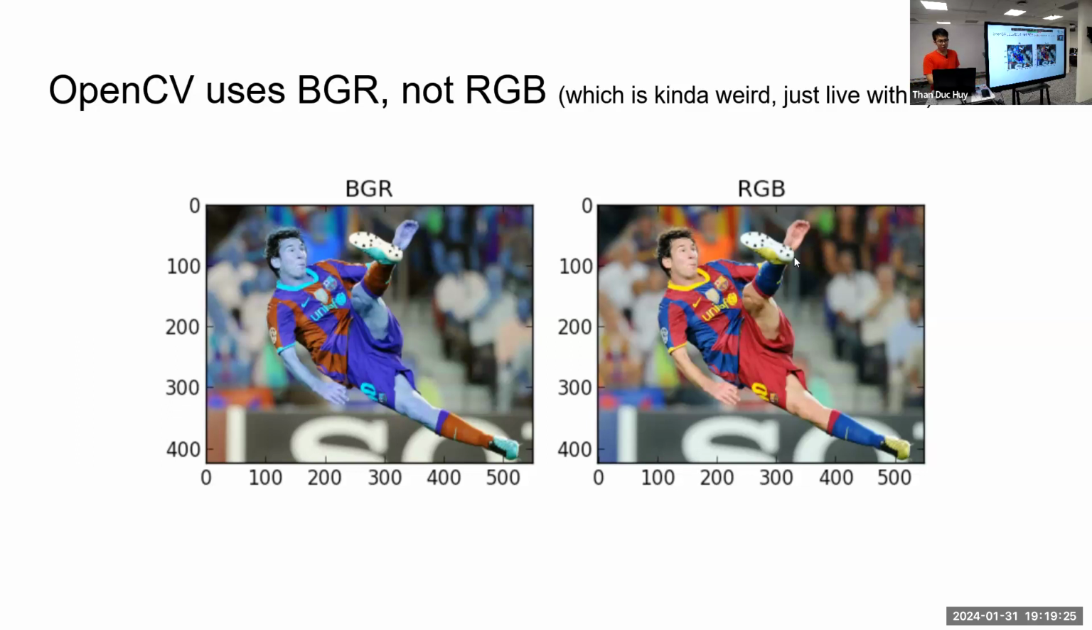However, one thing to note is that some things, for example human skin, are naturally slightly reddish. So when you swap it over to blue, you notice that his face looks a bit blue. So that's basically the small caveat that you have to take note of when you use OpenCV.